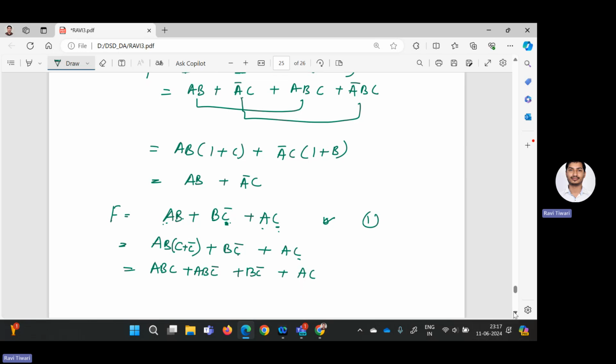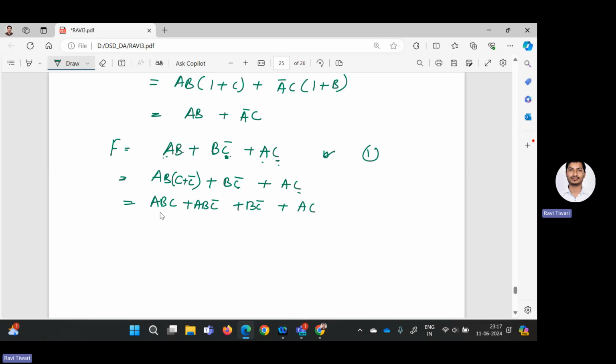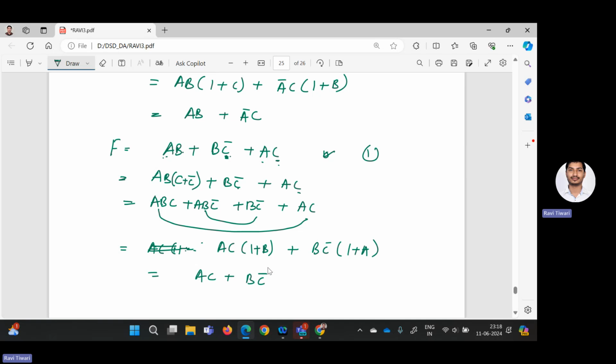Now, if you see this expression and combine the first and last terms, and the second and third terms, if you take AC common, it becomes 1 plus B. Similarly, from the second and third, if you take BC bar common, it is 1 plus A. And you will get the output as AC plus BC bar, because 1 plus B and 1 plus A are equal to 1.